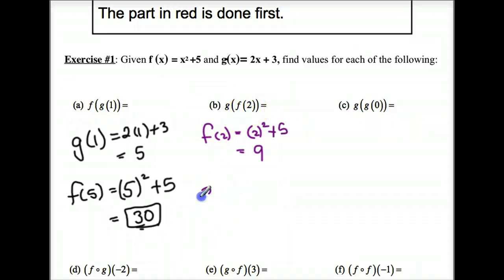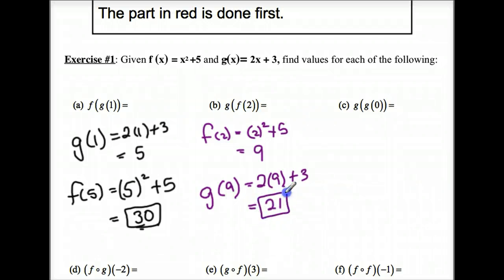So now I'm going to find g of 9. Using my g function, which is 2x plus 3, this becomes 2 times 9 plus 3. 2 nines are 18 plus 3 is 21. Still confused? We're going to keep it going. Maybe a next example is going to clear you up.